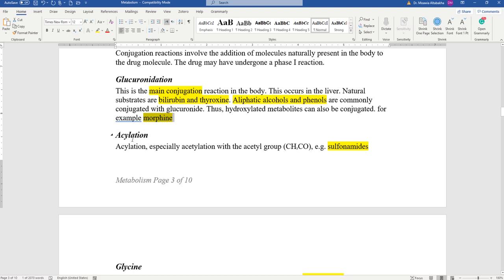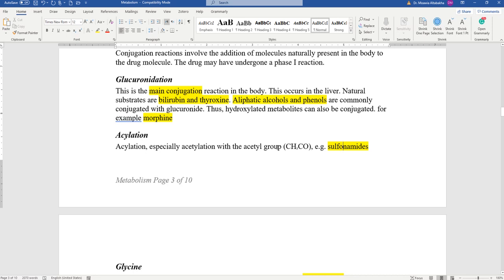Acylation. An example of drugs that undergo acylation is the group of drugs that are sulfonamides. The most common type of acylation is adding an acetyl group. Okay.